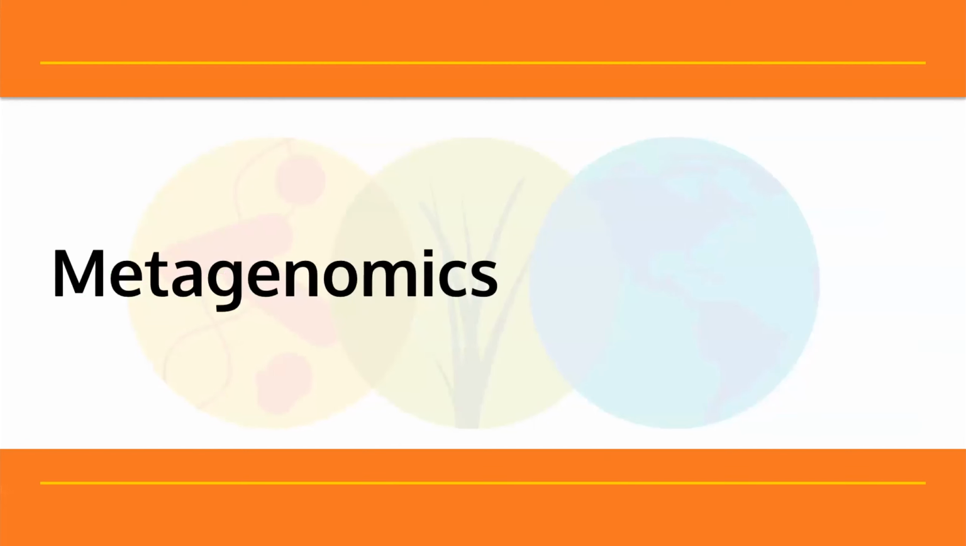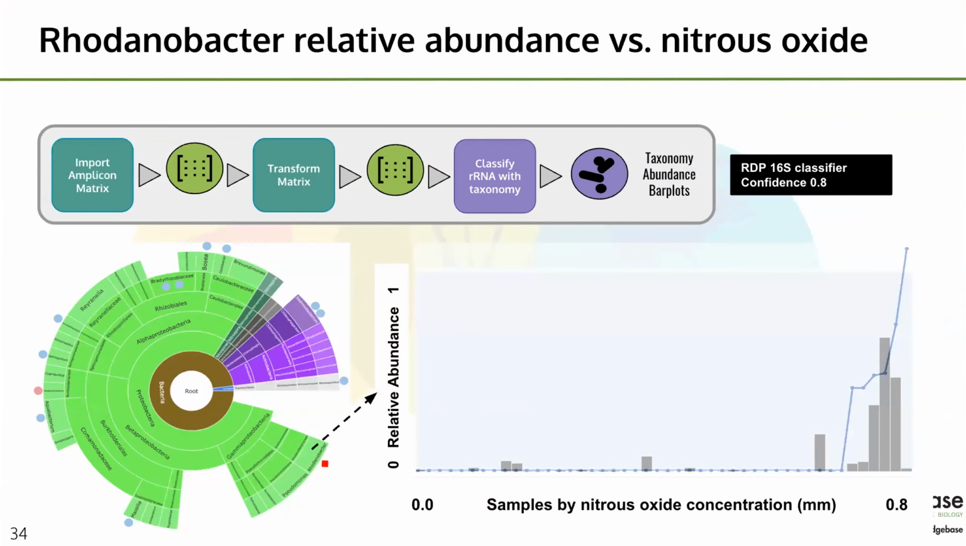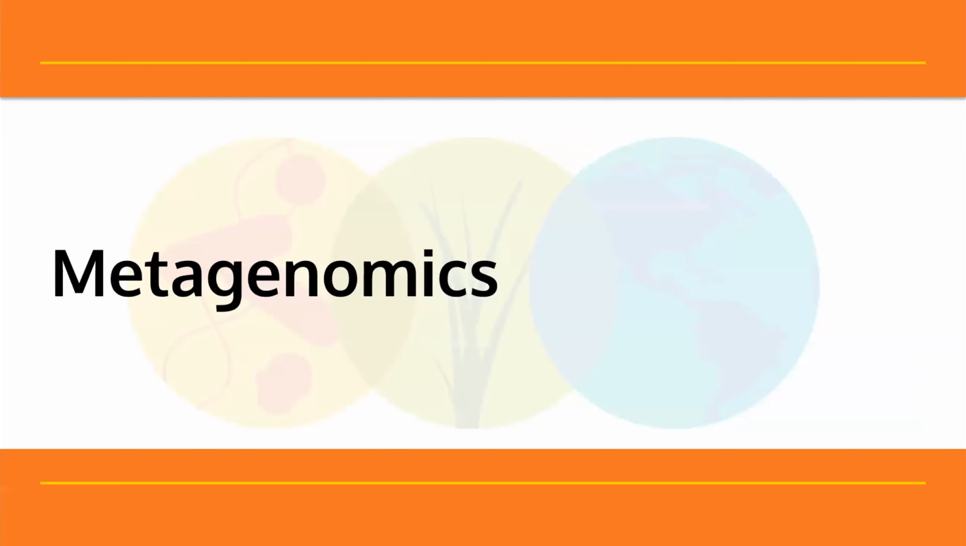Now, why might that be? We can take a look more at the metagenomics, for example. This, by the way, that was Rhodanobacter that we came up with. It ends up being classified as Rhodanobacter. Rhodanobacter is a known denitrifier.